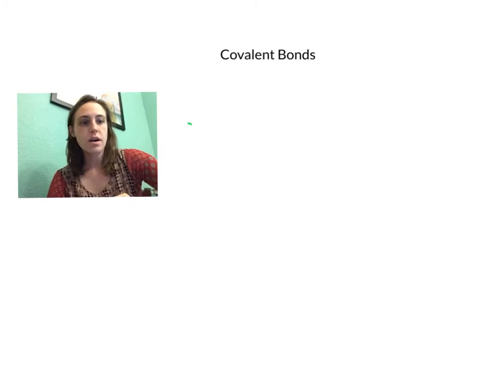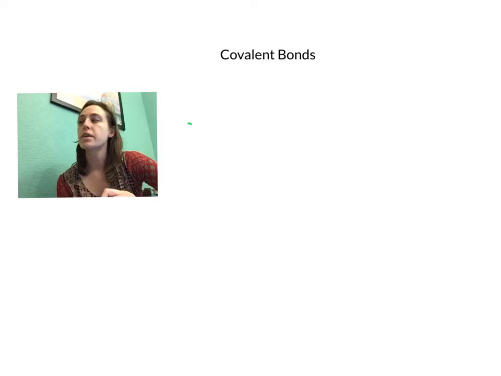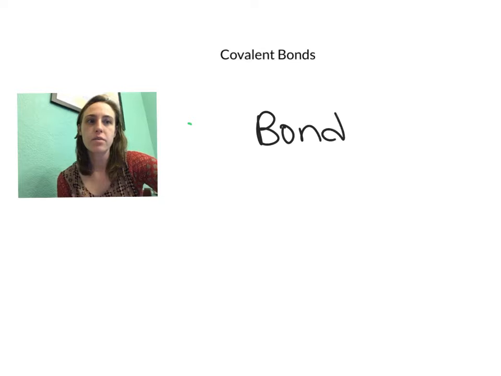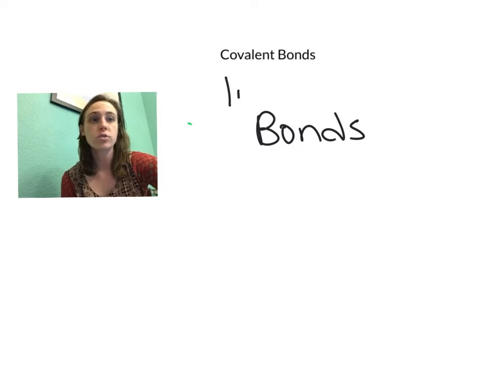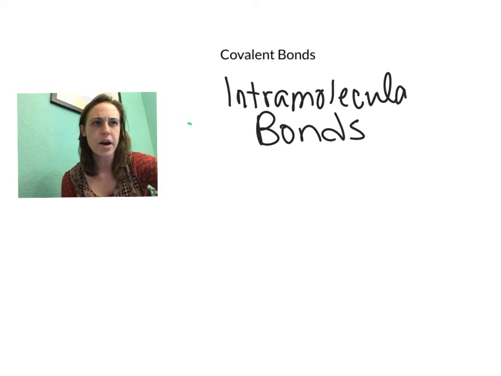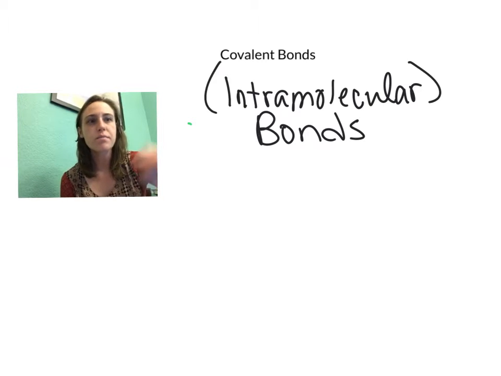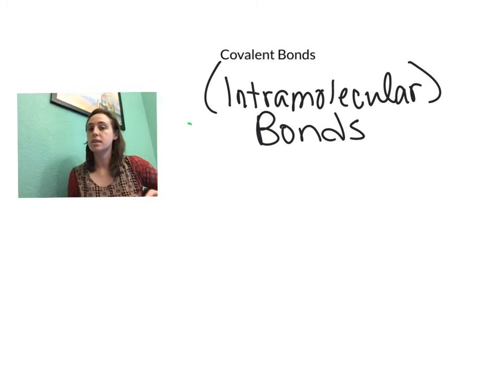Okay, so last time we were talking, when I introduced ionic bonds, basically bonds, and what we're talking about right now is something in particular. We're talking about intramolecular bonds. In case you guys are just ahead of the game and thinking about other types of bonds, we're only talking about bonds that exist within one molecule.